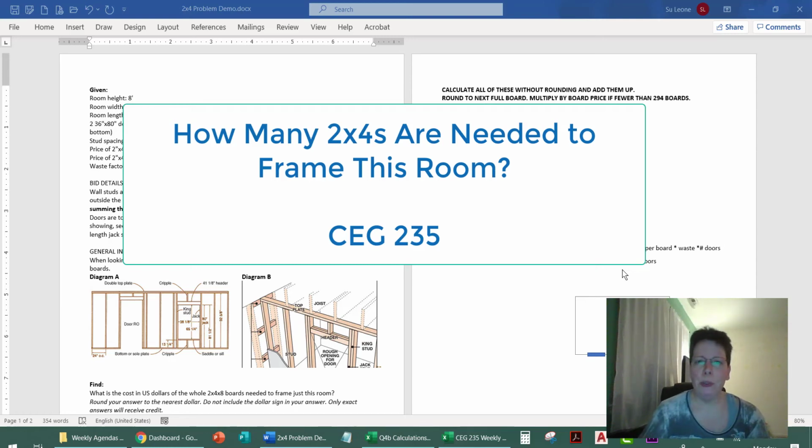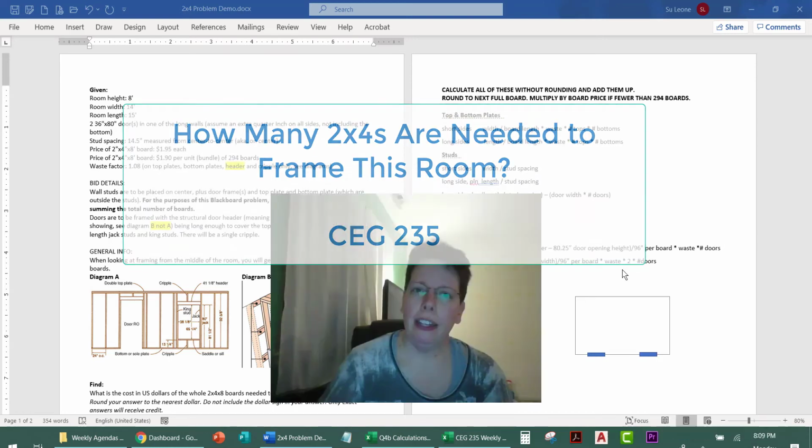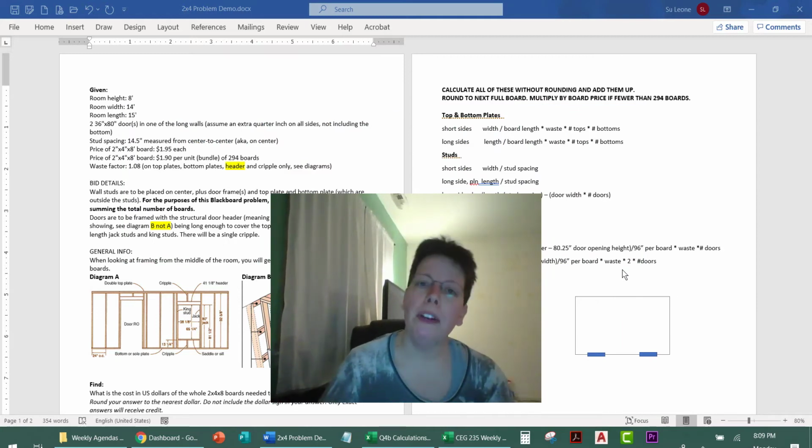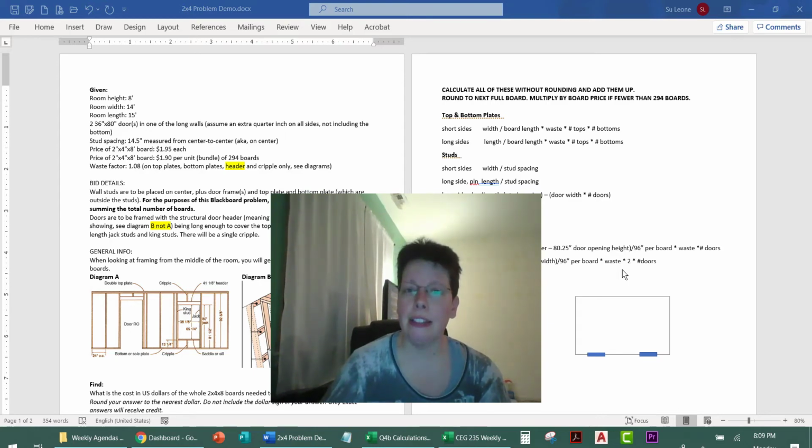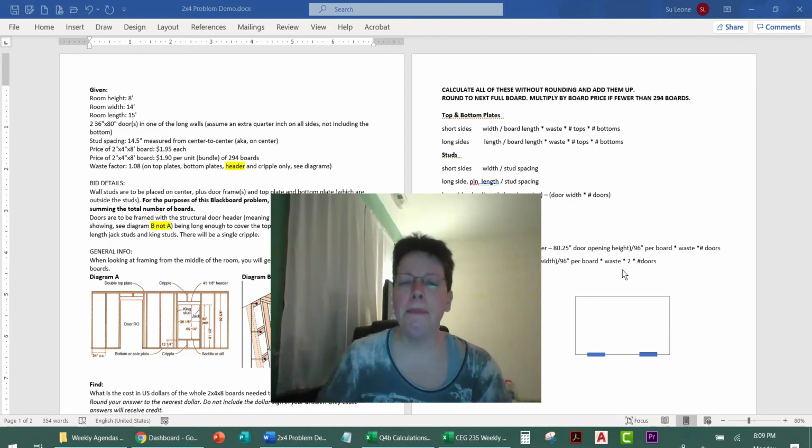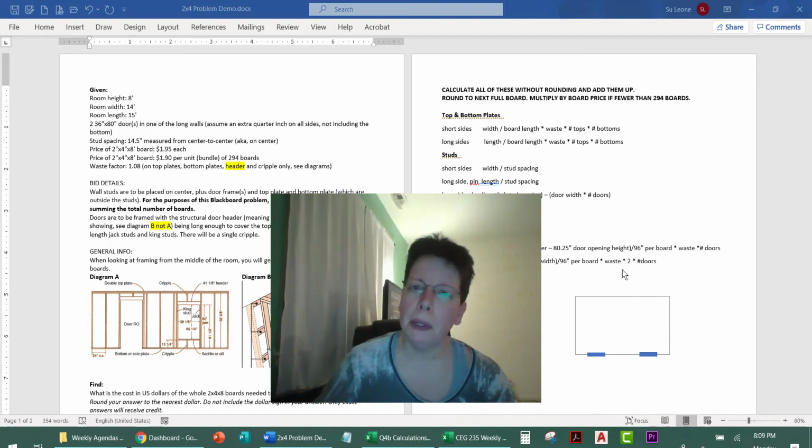Hi, this is Sue, and I am here with a sort of tutorial for one of the problems in project management and estimating. This is the problem for the 2x4s of estimating. This is a quantity takeoff. We need to estimate the number of 2x4s needed to fully frame a single room.